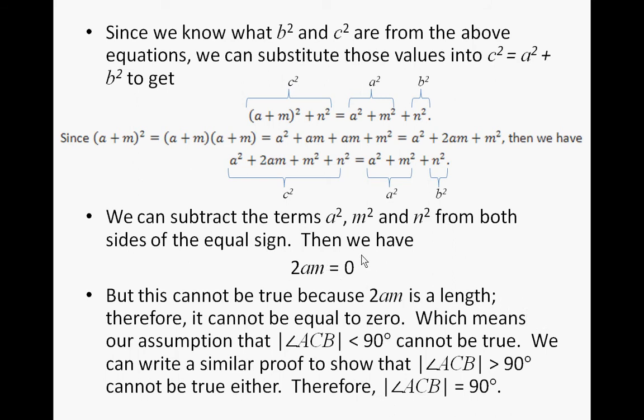Since we are coming up with 0, therefore our assumption that angle ACB is less than 90 degrees cannot be true. We can write a similar proof to show that the angle ACB is greater than 90 degrees, and that can't be true either because we would end up with the same thing. So therefore, the measure of angle ACB has to be 90 degrees because otherwise we would have this part happening here.